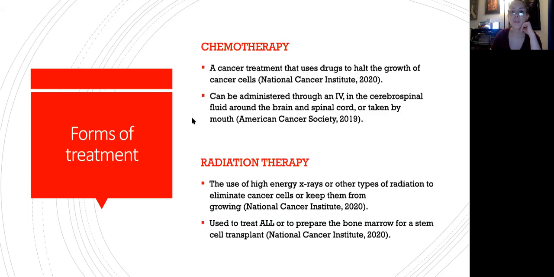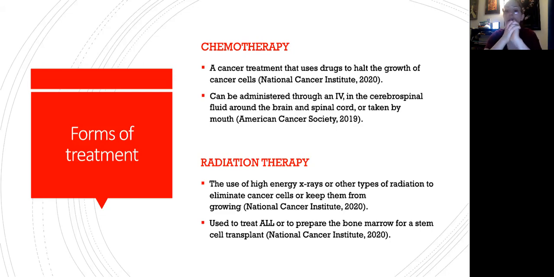With forms of treatment, the primary form of treatment for leukemia is chemotherapy. Chemotherapy drugs enter the bloodstream and reach all areas of the body. Generally speaking, treatment for acute myeloid leukemia, or AML, uses higher doses of chemo over a short period of time, usually less than 1 year. Treatment for acute lymphocytic leukemia uses lower doses of chemo over a longer period of time, usually 2 to 3 years.